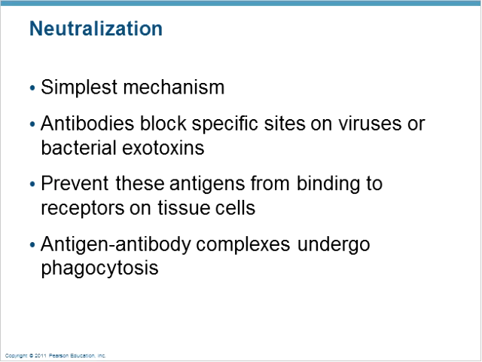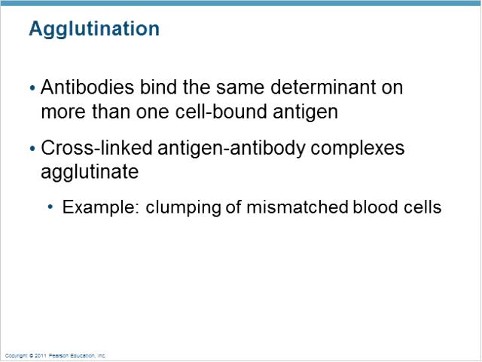Neutralization is the simplest mechanism the antibody uses. The antibody blocks specific sites on the virus or the bacterial toxin, which prevents these antigens from binding to the receptors on the tissue cells. So the antigen is still there, but it can't do anything. The antigen-antibody complexes undergo phagocytosis, so the antibody attaches to the antigens, which sort of alerts the phagocytes to go ahead and eat them. Agglutination is where the antibodies bind the same determinant on more than one cell-bound antigen, so they sort of clump all together.